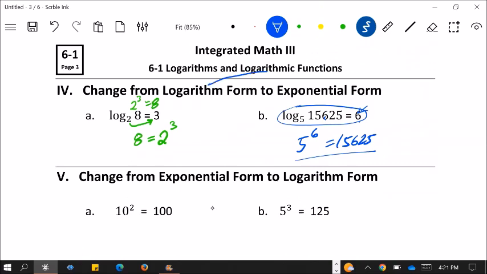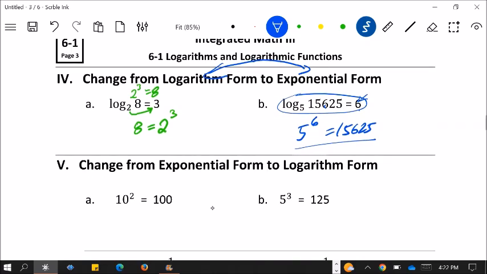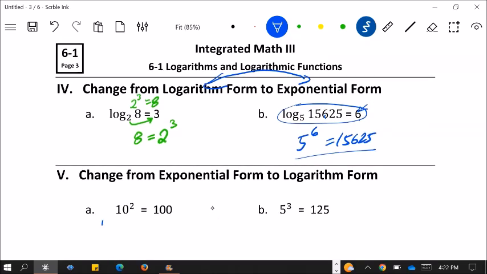Now, this one was changing from logarithm to exponential. Now we'll be going back the other way. We can go back and forth, and that's what we'll do on the second one. So on this one, log 10 squared equals 100, we're going to do log. The number that's raised to a power is the base. The number we get as a result is with the base, and the exponent goes on the other side.